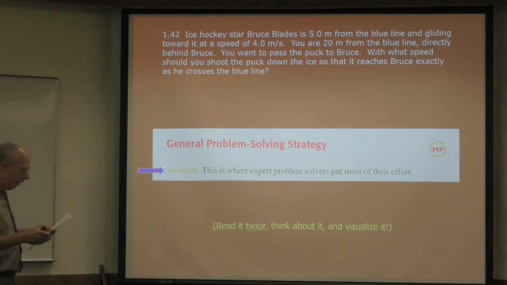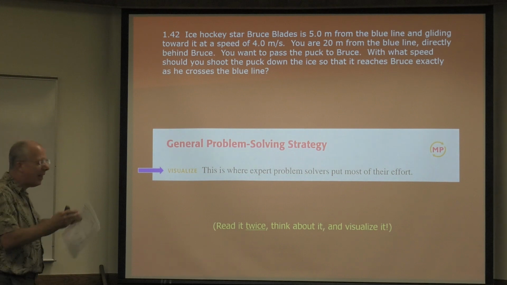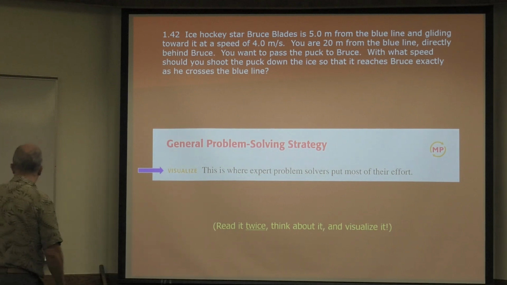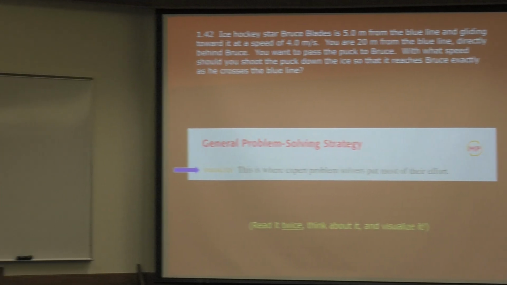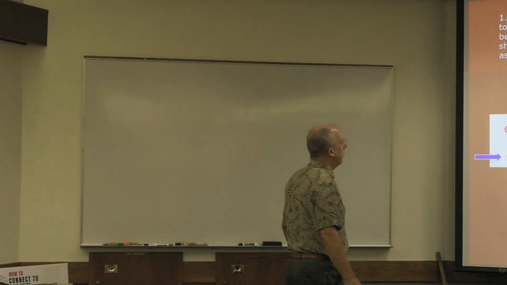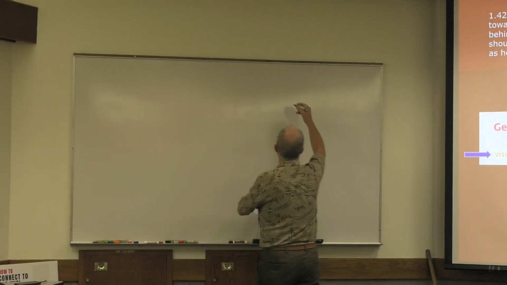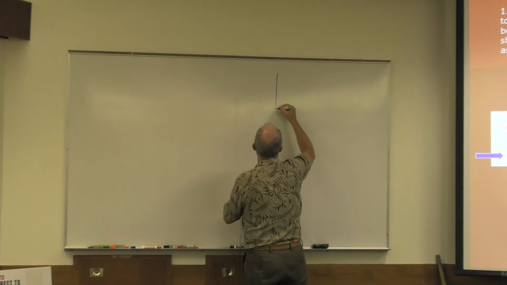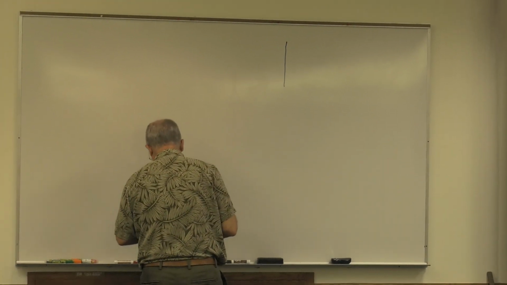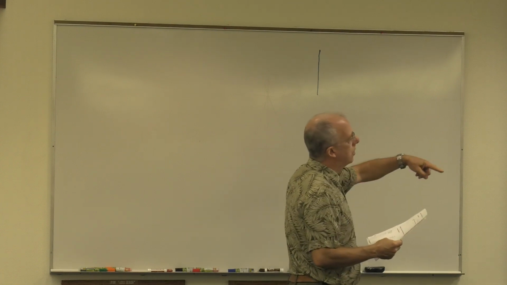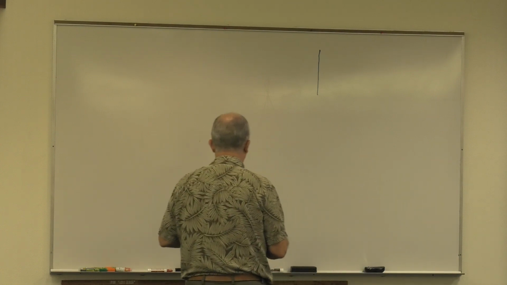Sorry, I'm a hypocrite. All right, so the first thing you want to do, we kind of want to get a feel for what in the world's going on. So let's just draw what's going on. So the first thing we want to do is draw a motion diagram. Okay, so a blue line. What's a blue line? Well, don't worry about it. But it's something in hockey, okay? So there's a blue line. And it says Bruce is 5 meters from the blue line and going towards it, and you're 20.